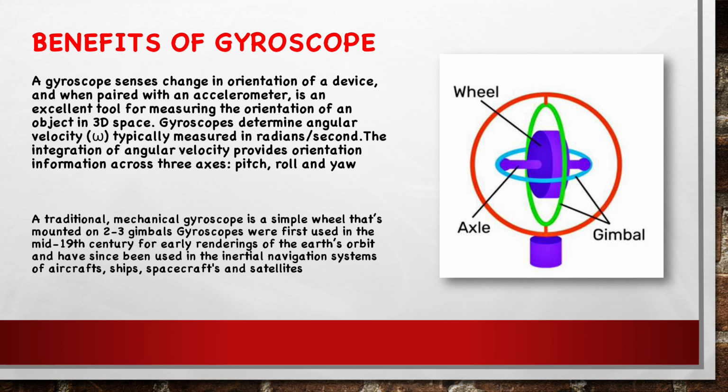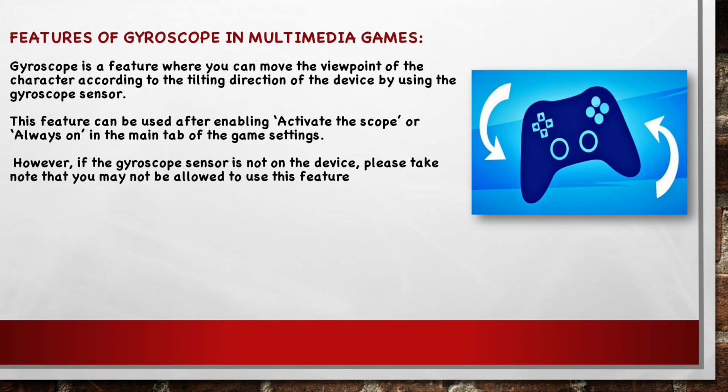Let me tell you more about the benefits of the gyroscope. A gyroscope senses change in orientation of a device and, when paired with an accelerometer, is an excellent tool for measuring the orientation of an object in 3D space. Gyroscopes determine angular velocity, typically measured in radians per second. The integration of angular velocity provides orientation information across the three axes: pitch, roll, and yaw. Now we will learn about the features of the gyroscope in multimedia games.